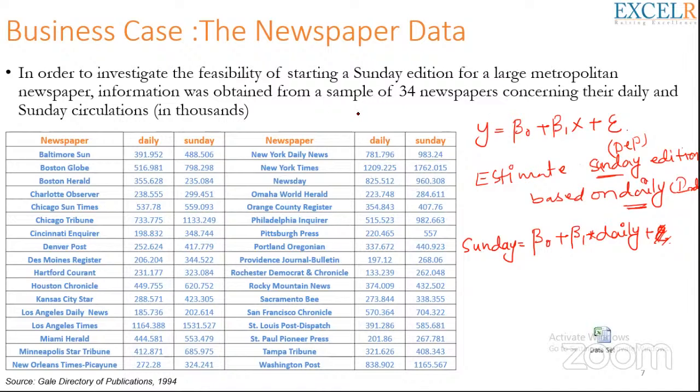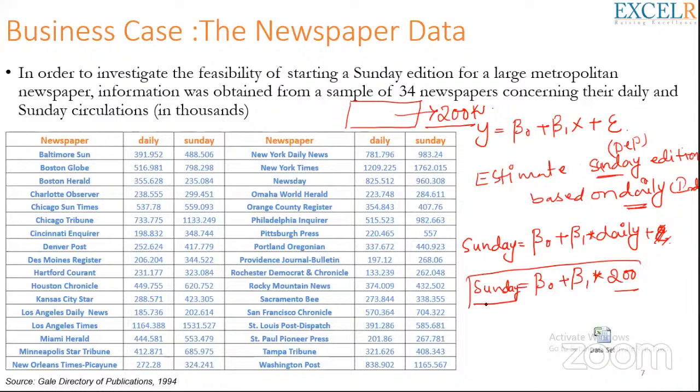Now, since you are running a newspaper company, and you are already into the daily business, circulating daily editions, you know how many daily newspapers you are circulating, right? You can get that from the business. Let's imagine that you are circulating 200,000 newspapers daily. So for 200,000 daily sales, I want to estimate Sunday circulations. If my company is selling 200K, or 2 lakhs daily, what would be my Sunday circulations? This is what I'm trying to answer. Hope this is clear to you all.